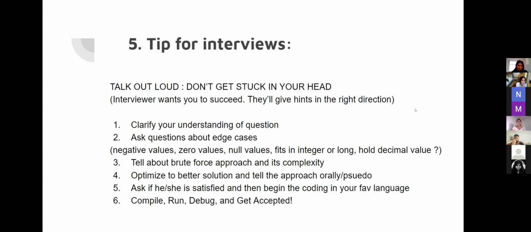So if you're going in completely the wrong direction, you're giving them an opportunity to redirect you. If you're going in the right direction, you're giving them an opportunity to be like, yeah, okay, tell me more about this. So just having that back and forth is going to help you get through it, especially if you're stuck. So try to talk out loud.